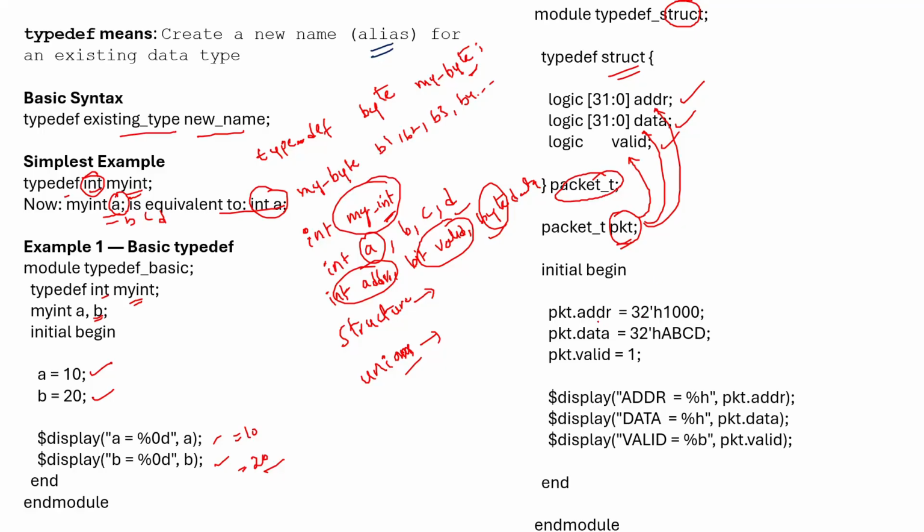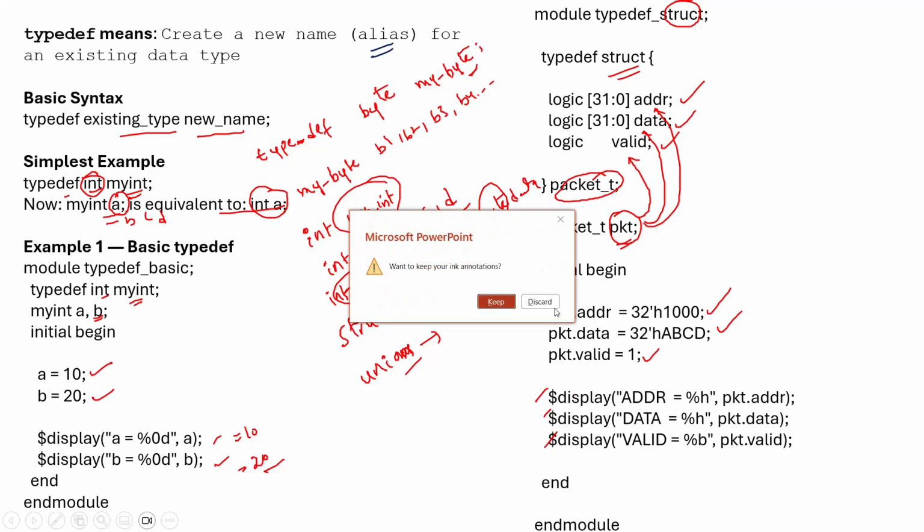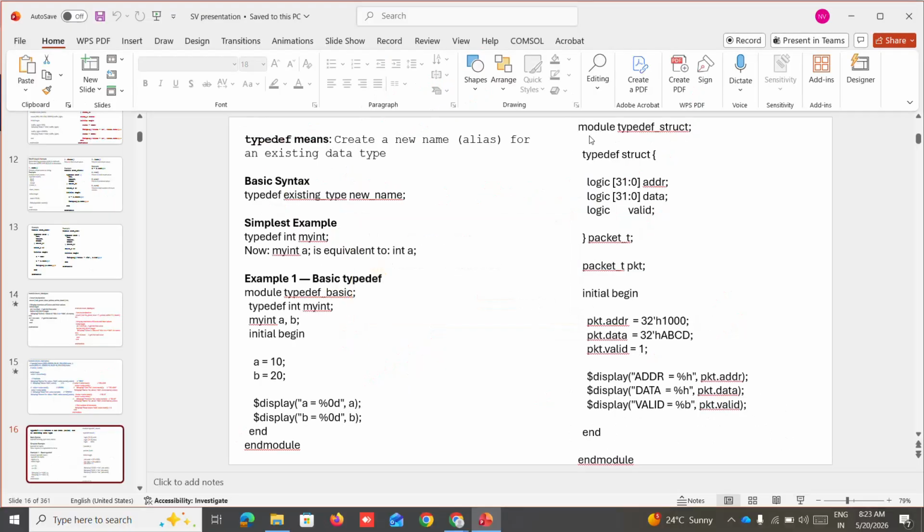So inside that, packet dot address, I'm giving that. Then when address is called, I'm mentioning some value. And then data, I'm giving some value, and valid one. I'm just displaying the code. Okay, so you will get the same output, right? So you just want to check whether this code is working fine or not. Just copy this code.